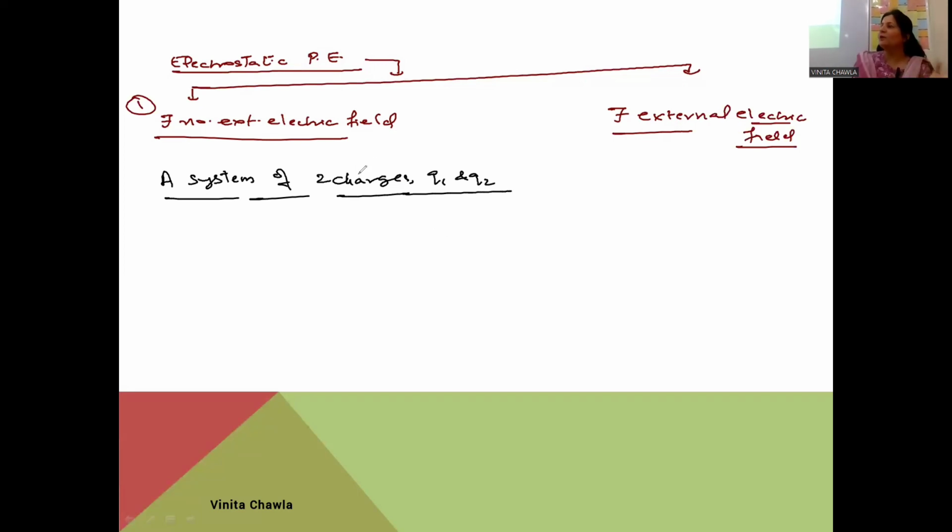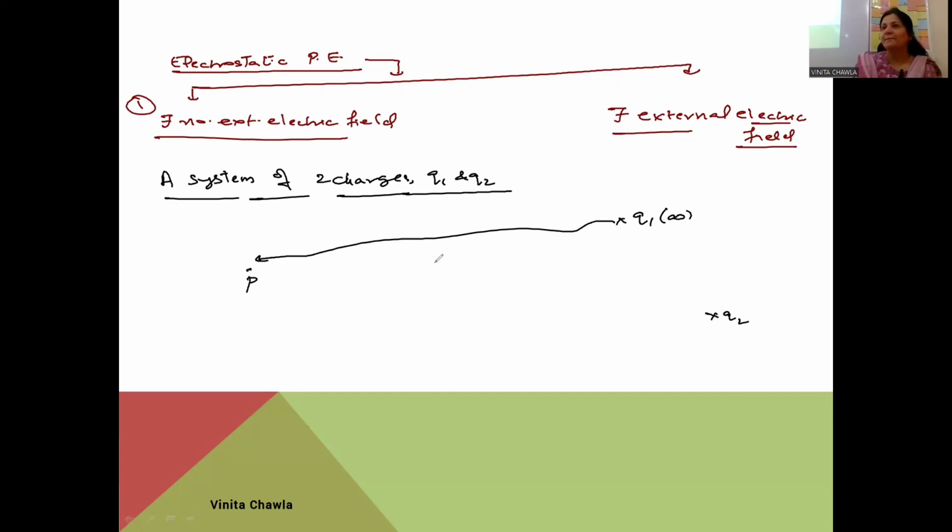Let's assume them to be at infinity. And suppose this charge Q1 moves from infinity and reaches a point P. Okay. And there is no external electric field and nothing. So if this charge reaches a point P, then is there any work done by the charge?